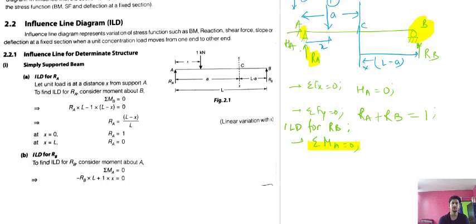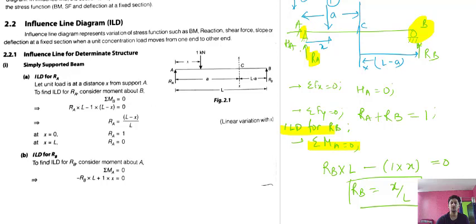So now I will be making the ILD for RB. Summation of moment at A equal to 0. So when you are taking moment at A, the equation will be RB into L. This will give anti-clockwise moment, and I am taking anti-clockwise as positive, so clockwise will be negative. The unit load will give a clockwise moment, that will be 1 into x, equal to 0. From here I will get the value of RB as x upon L.